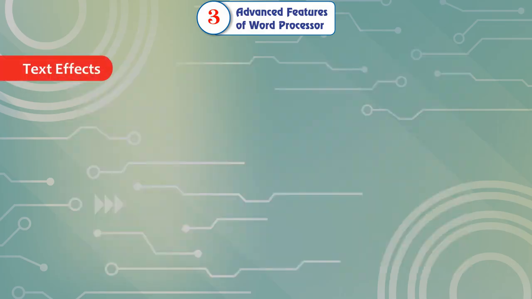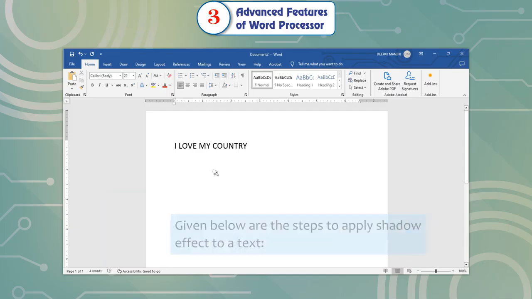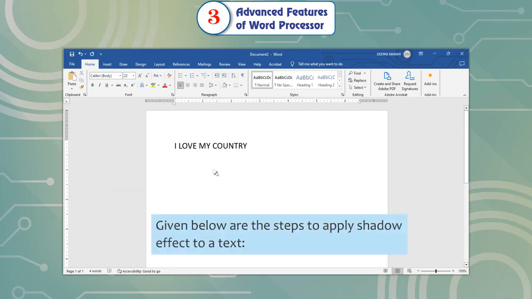Text effects. Text effect is used to apply the effects to the text to give it a special look. By applying shadow to a text in a Word document, the text will appear with a different animated look and seems creative as well. Given below are the steps to apply shadow effect to a text.